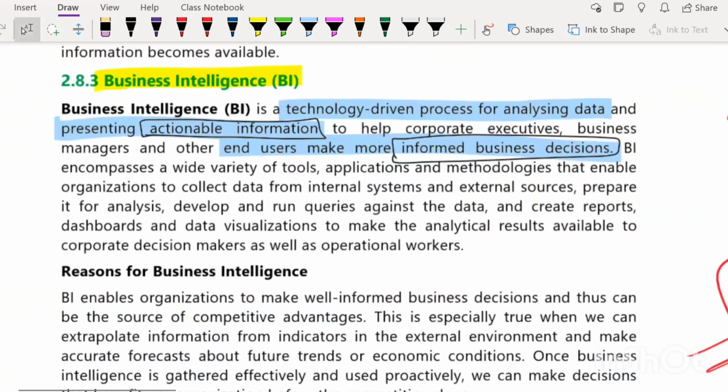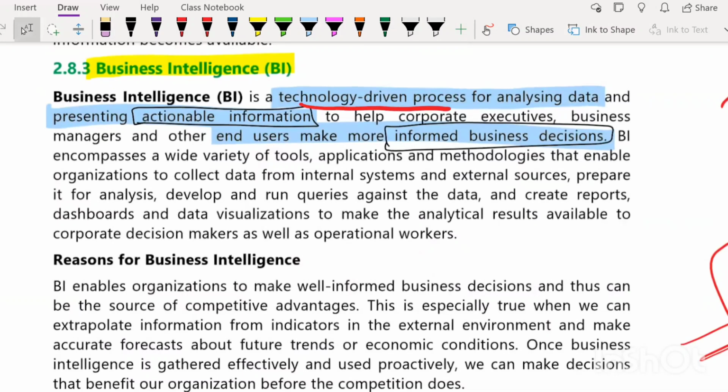So business intelligence is a technology-driven process for analyzing data and presenting actionable information. Analyzing data is one thing, but you have to present actionable information, that means information which can be acted upon. If there is information that this person has posted a picture with a Coke bottle, with that information you can take action, whether you want to send him an email or repost his picture or whatever it is.